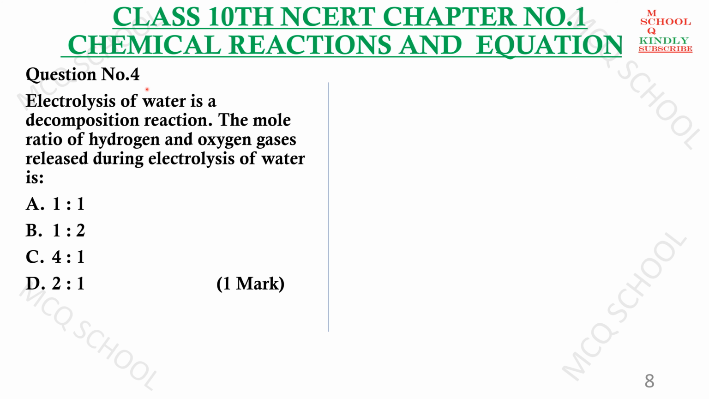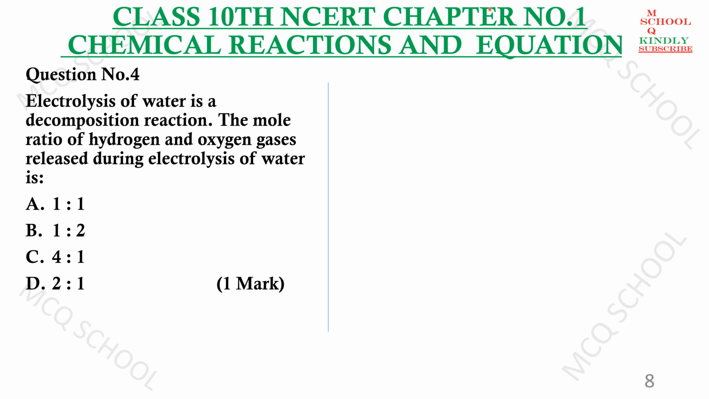Let us start question number 4. The question is: electrolysis of water is a decomposition reaction. The mole ratio of hydrogen and oxygen gases released during electrolysis of water is, options are A 1 by 1, B 1 by 2, C 4 by 1, D 2 by 1. What is the answer as per you?